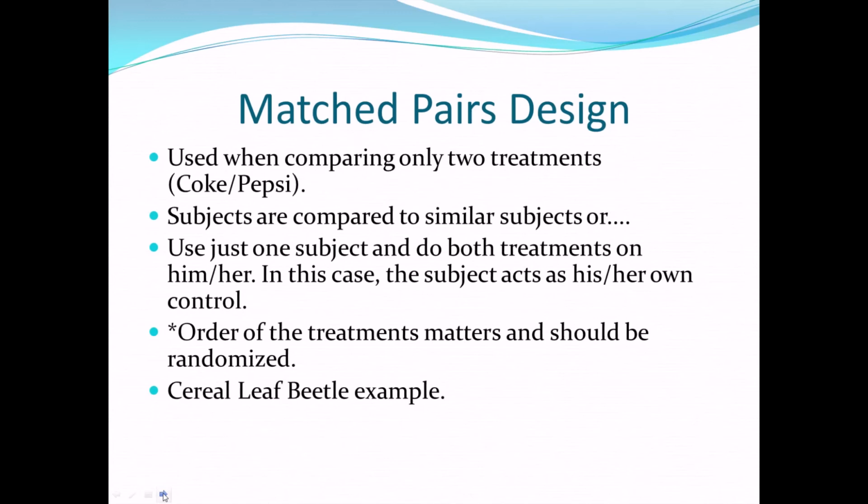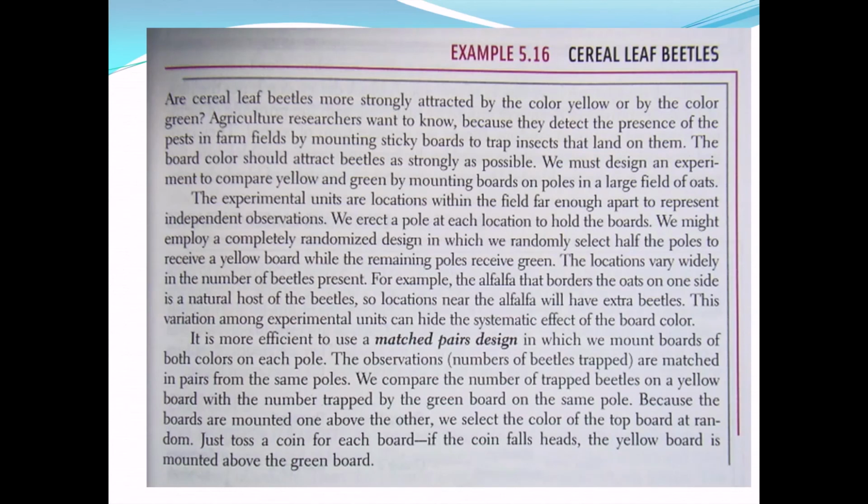Now, the cereal leaf example is on the next slide. I don't want to really read it to you, but it's not in your book. It is here, already posted. So let me try to paraphrase. Researchers are going after cereal leaf beetles, and they want to know if they're attracted to colors, specifically yellow or green. They know that there are these pests in the field, and what they do to get them is to mount sticky boards in the field. And if they can pick a good color to attract them, so much the better, all right? But they're just not sure which color would be best, green or yellow.